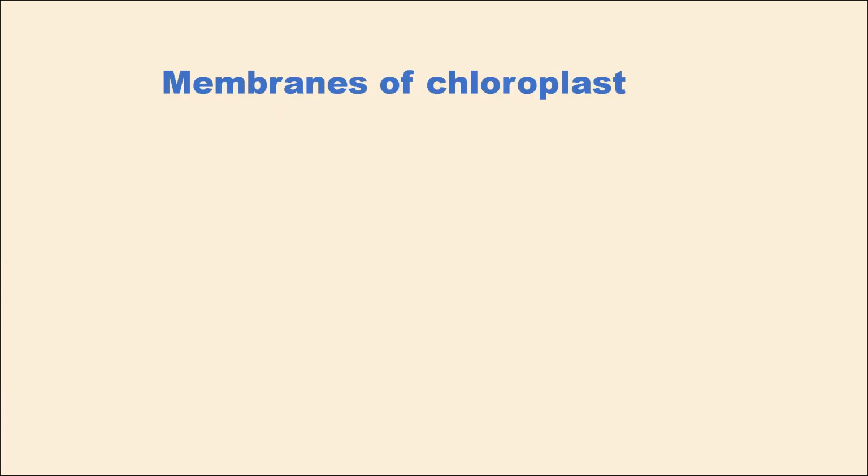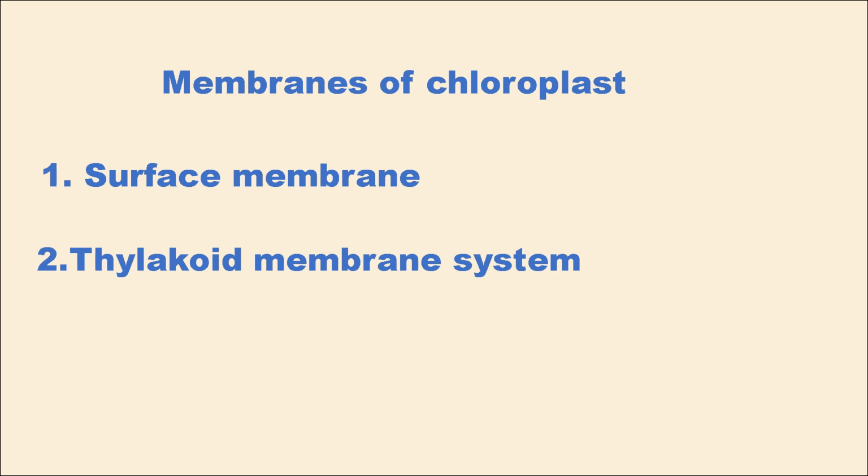And you know there are membranes in the chloroplast. If you look closely, you can find two types of membranes, the surface membrane and the thylakoid membrane system. In the surface membrane, we include both the outer and inner membranes, while the thylakoid membrane system is separate. And you should be able to recognize the difference between these structures as each has a unique role within the chloroplast.